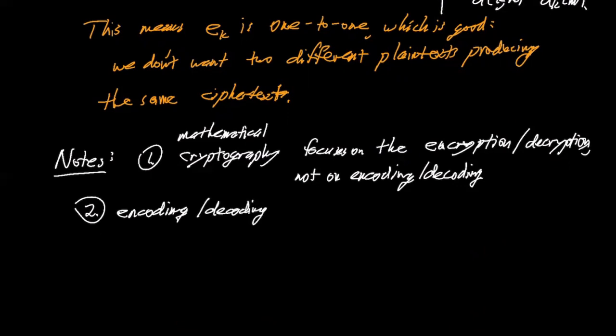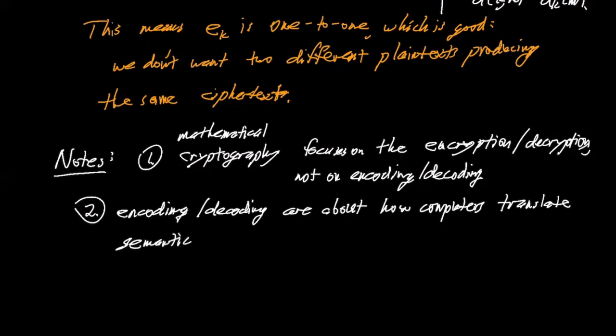So encoding and decoding are about how computers translate, I've already said this a couple times, but I just want to write it out, how computers translate semantic messages, semantic means it has meaning in it, into strings of zeros and ones that it can read in. And there are standard ways to do this.